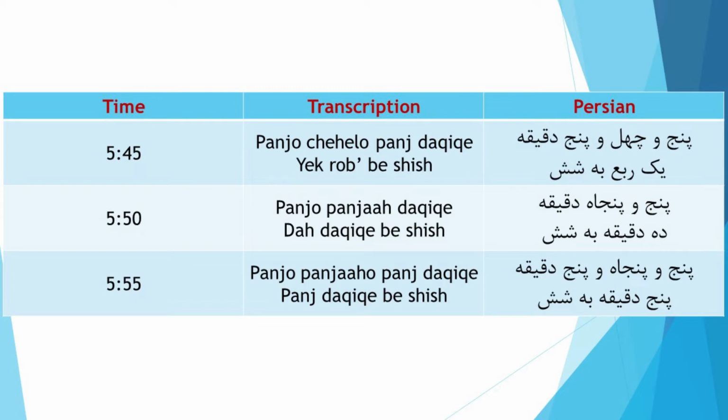یک ربع به شیش. If I want to say it faster, yero beshish. Panjo panjah daqiqe. Or dah daqiqe beshish. Panjo panjah o panj daqiqe, پنجاه و پنج دقیقه. Or پنج دقیقه به شیش.